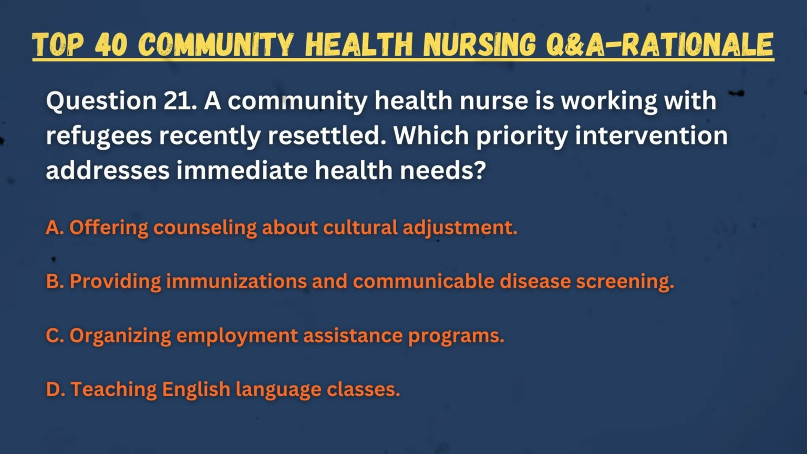Question 21. A community health nurse is working with refugees recently resettled. Which priority intervention addresses immediate health needs? A. Offering counseling about cultural adjustment. B. Providing immunizations and communicable disease screening. C. Organizing employment assistance programs. D. Teaching English language classes.